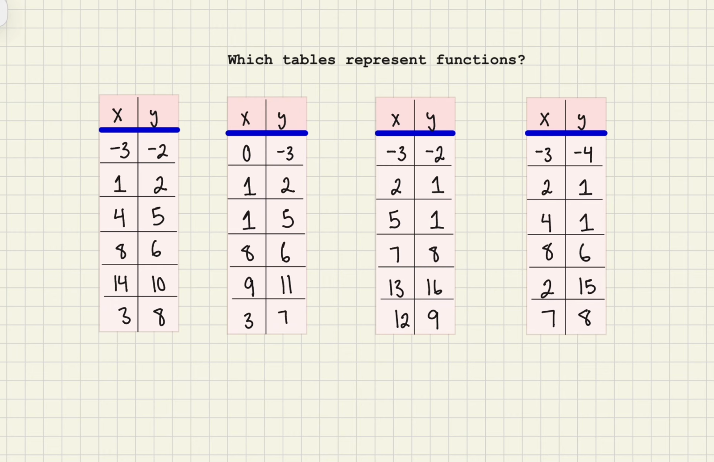Now we're going to determine which tables represent functions. Remember earlier when I mentioned that each x has one y? We're going to use that to determine which tables represent a function. So looking through the first table, we see that each x has one y. Therefore, this one is a function.